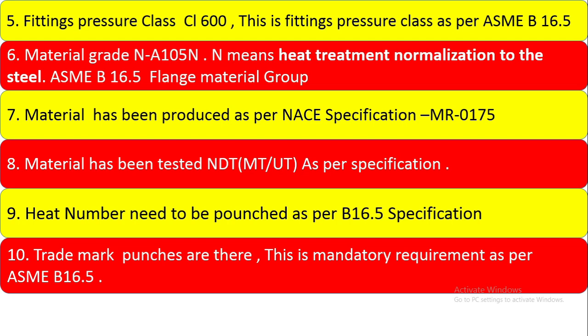And the last, ten, is the trademark. Trademark punches are there. This is mandatory. If the trademark is not there, it is not acceptable. Trademark should be there. It means the manufacturer's punch, or manufacturer symbol, you can say. So this is the mandatory requirement as per ASME B16.5.